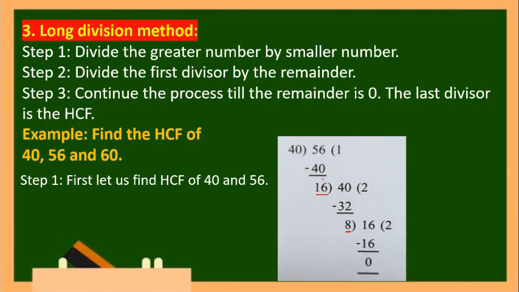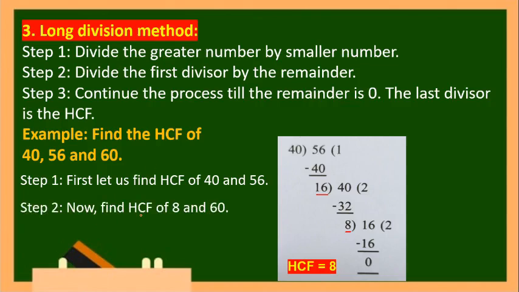Now this time the divisor is 16, right? So 8, how many times 16? 8 2 times. So we got remainder 0. That means the last divisor is what? 8. So that is the HCF of 40 and 56. For these two numbers we got HCF. But one more number is there, right? So what do we need to do now? Now find HCF of this result. What is the result here? 8 and the remaining number, that is 60.